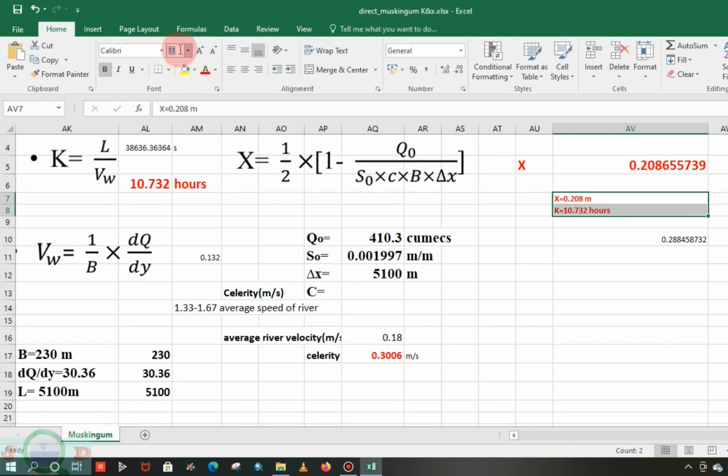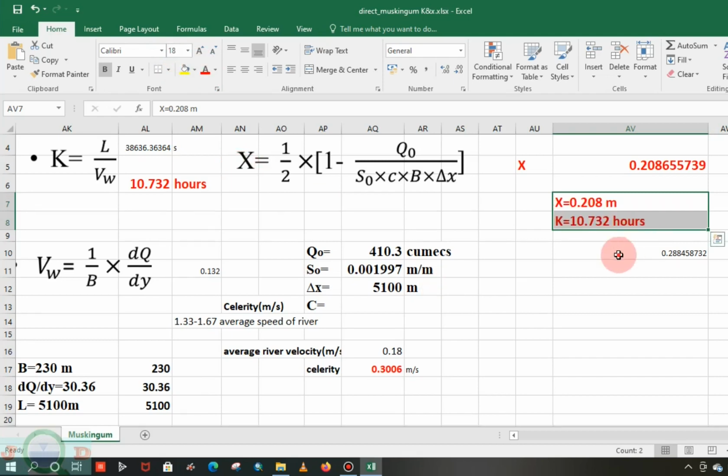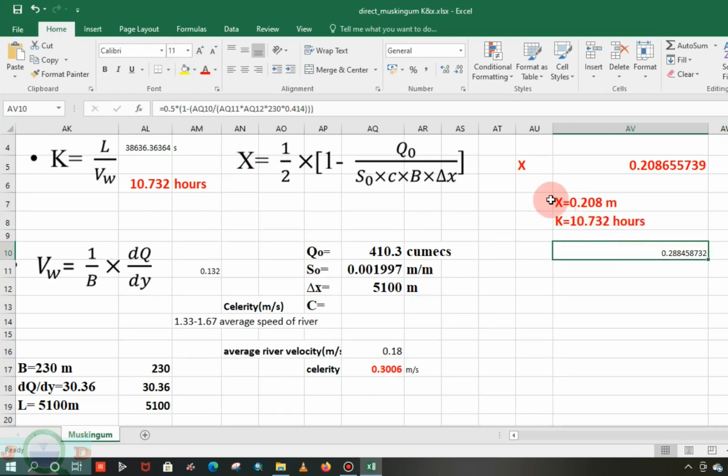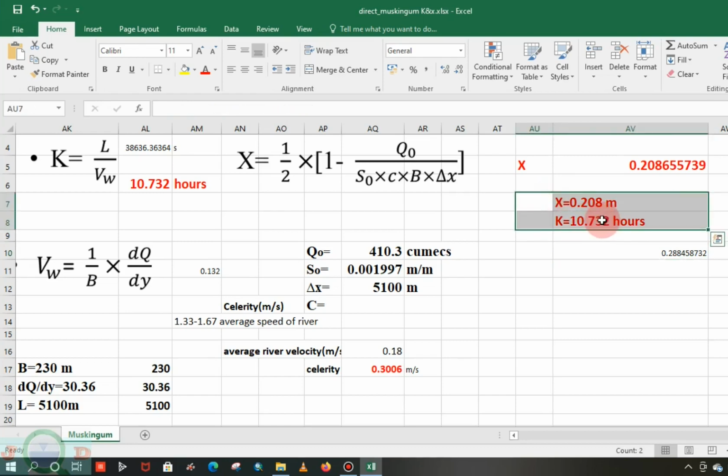I will change the size of the fonts. So these are our final values of K and x for Muskingum parameters.